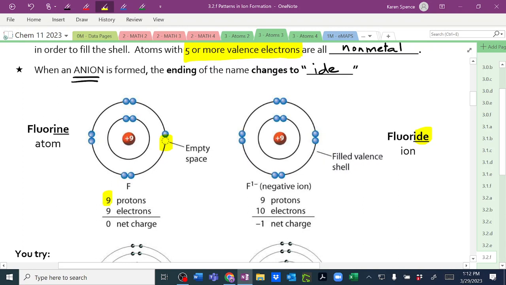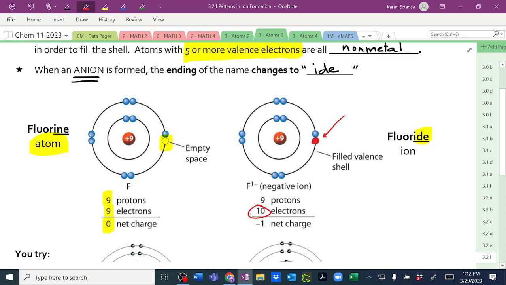Fluorine has 9 protons and 9 electrons, so its net charge is 0, which makes sense because all atoms are neutral. But from somewhere, an extra electron comes and fills that spot, okay? And now instead of 9 electrons, we have 10 electrons. We have gained a negative particle. And if we have 1 extra negative particle, the charge is going to be negative 1, okay?